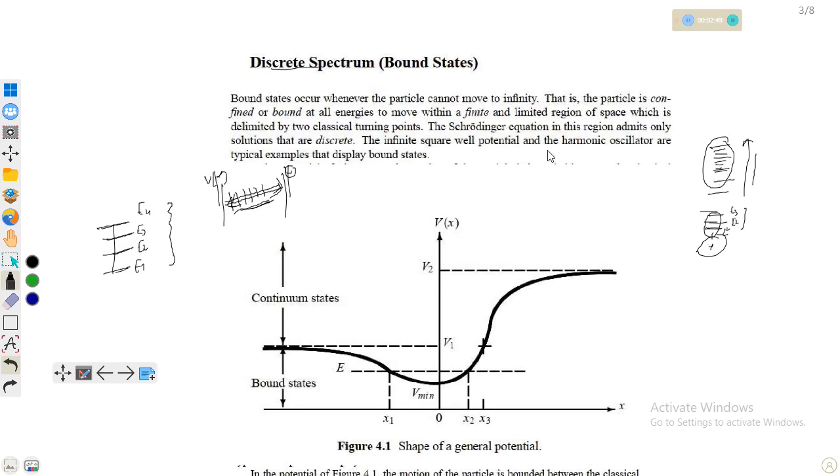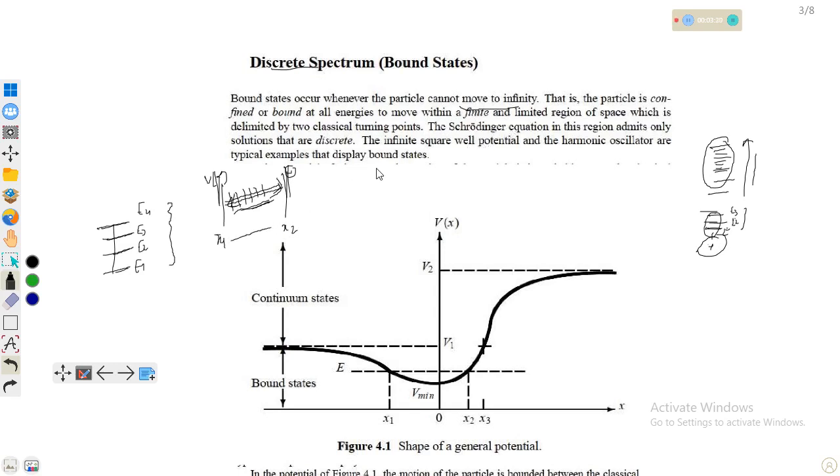So here a bound state occurs when the particle cannot move to infinity. Bound state means the particle cannot go to infinity. The particle will be bounded between two boundaries, that is, the particle is confined at all energies to move within a finite and limited region. Our particle will be limited to some region, which is delimited by two classical turning points. The particle cannot go out of those points. As I have drawn here, x1 and x2, the particle cannot go out of this. The particle motion is limited between these two points.